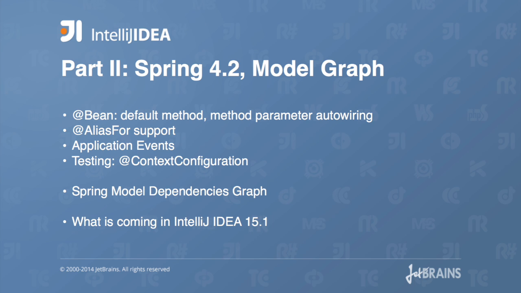So a quick recap on the next part. We are going to look at the new support for the @Bean annotation on default methods, as well as method parameter auto-wiring. We are going to look at the AliasFor annotation, which is a very nice way to extend the existing annotations in Spring. And then we are going to look at the application event support, which was added in IntelliJ 15. The second big topic is the Spring Model Dependencies graph, which is a very nice way to understand, visualize, and hopefully fix some setup errors with regard to your Spring configuration, especially for bigger projects.